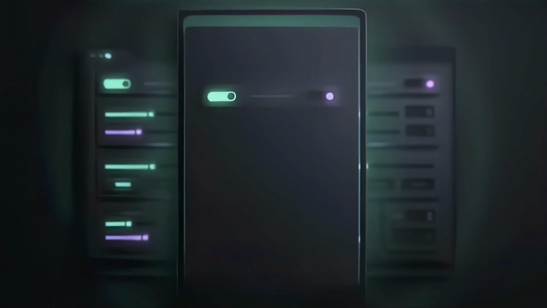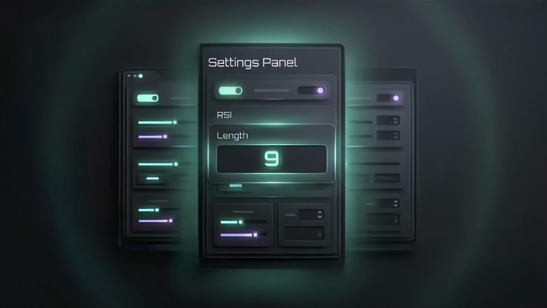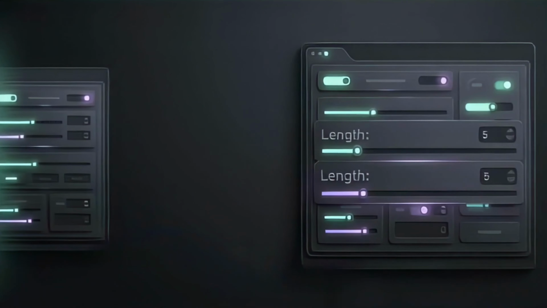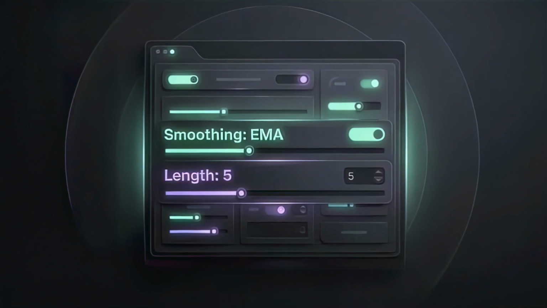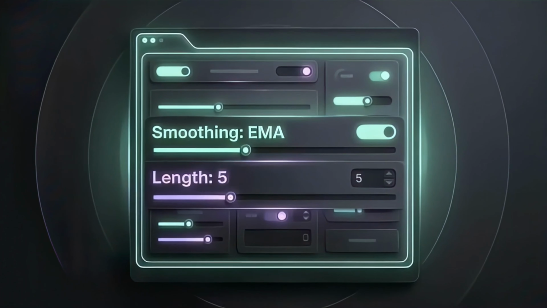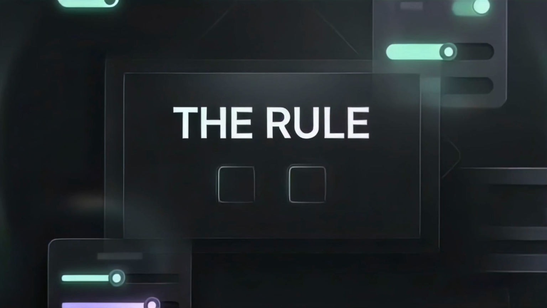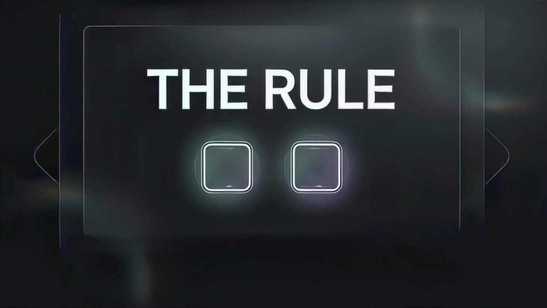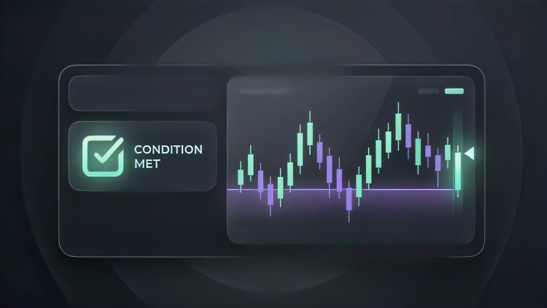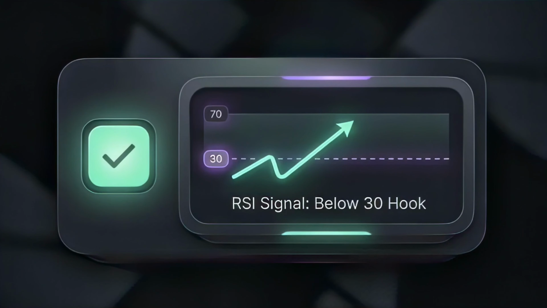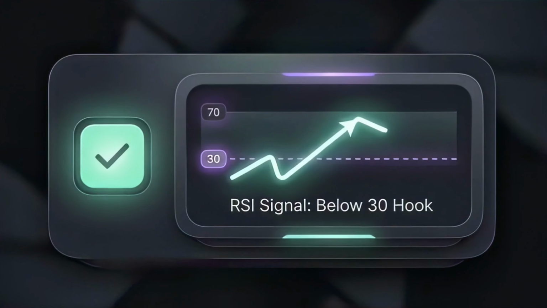Then the strength index, length 9, so it actually travels to its extremes on this fast time frame. Source on the closing price and set its smoothing to an exponential average of length 5, so it turns cleanly. Now the rule, and both halves are required. Price must close back inside the lower band after tagging it, not merely touch it, close back inside it. And at that same moment, the strength index must be turning up from beneath 30.